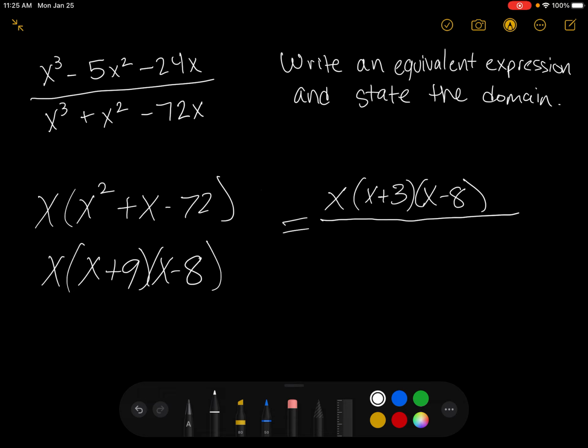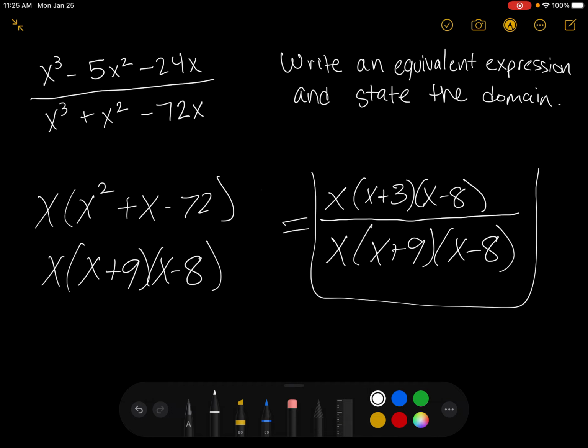So that's our denominator written out: x plus 9, x minus 8. Now, I'm not going to go into factoring because you guys should know how to factor. I'm just doing it very quickly to save time. So now let's look at what our result is.